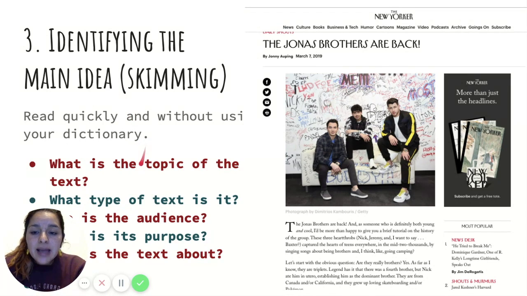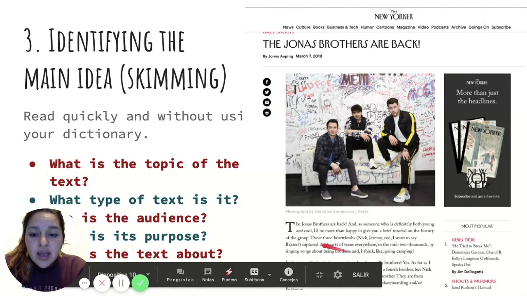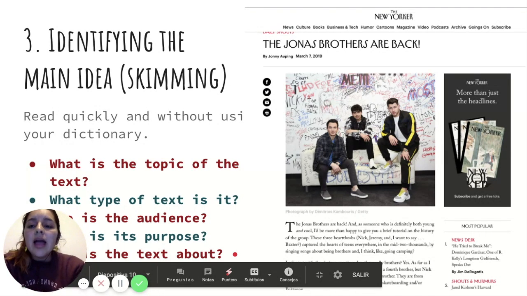With this strategy, I can know what the topic of the text is, what type of text it is. Remember, when we in English talk about the type of text, we refer to the format. In this case, this is a piece of news. Who's the audience? We can identify the audience of the text based on the font, the source, etc. We can identify the purpose when we focus on the main idea, and we can identify what the text is about in general.